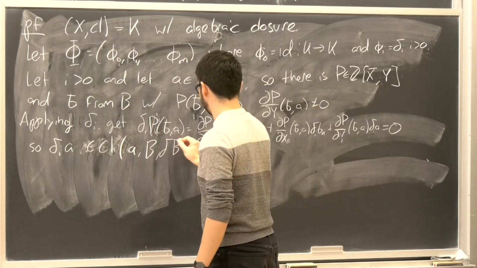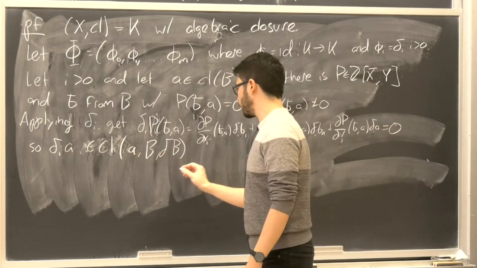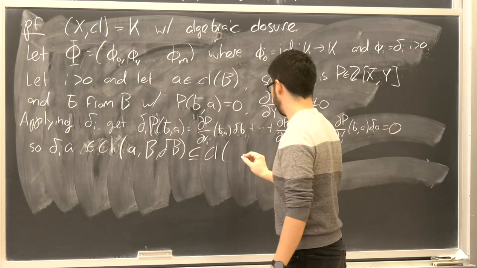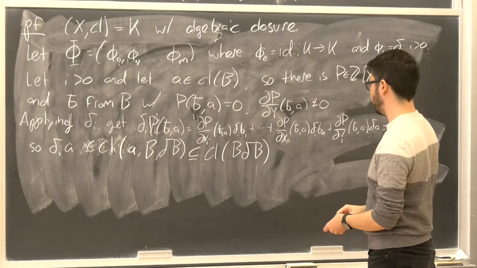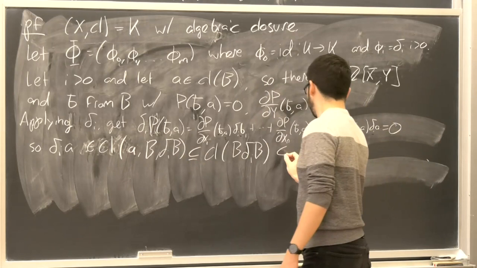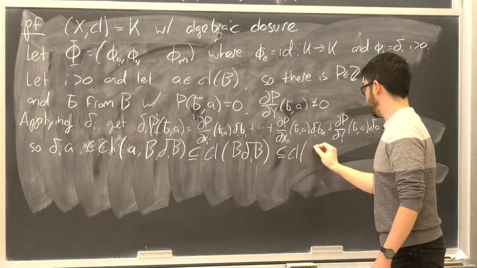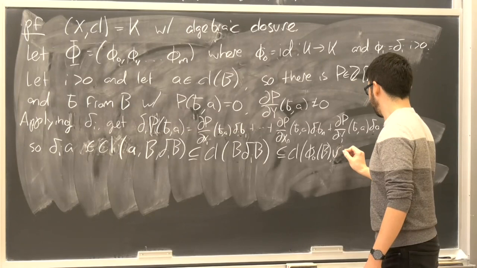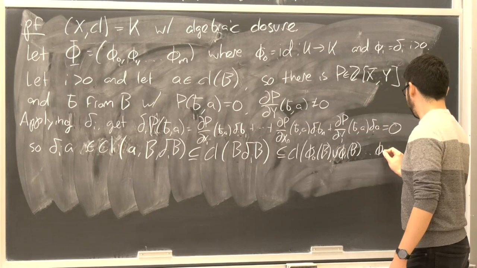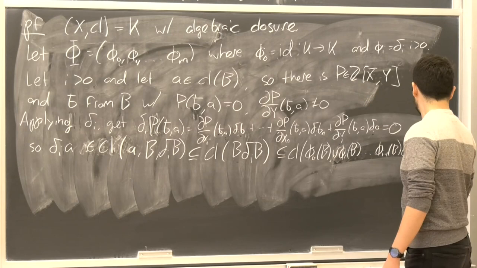But A itself is in the closure of B. So this is actually contained in the closure of B and derivatives of things in B. And then this, of course, is contained in the closure of, well, B is just phi zero applied to B. I can add phi one up through phi I minus one applied to B without any harm. And then phi I applied to B was just delta I times B.